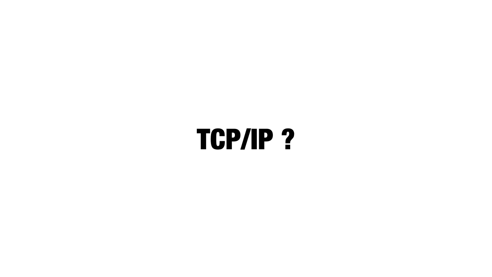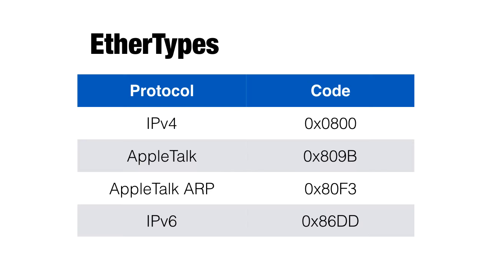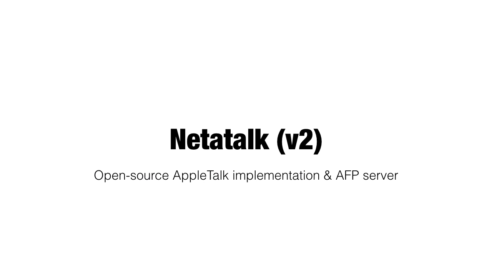TCP/IP. Well, this is the internet protocol, and if I'm going to talk to Twitter, I'm going to have to talk this at some point. Sadly, the Asante box doesn't actually forward TCP/IP frames. That would make everything really easy. So it only does AppleTalk frames. Okay, I guess I'm going to have to figure out a way of talking AppleTalk. And there is a solution.